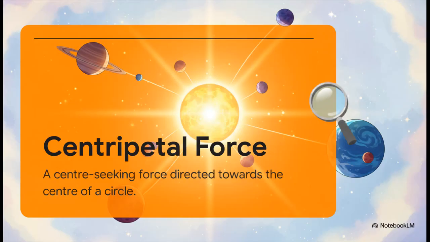But wait, why do planets orbit at all instead of just flying off into deep space? That brings us to centripetal force. In physics, centripetal literally translates to center seeking. For any object to move in a circular or curved path, there has to be a constant inward pull dragging it away from its natural instinct, because its inertia just wants it to fly perfectly straight.